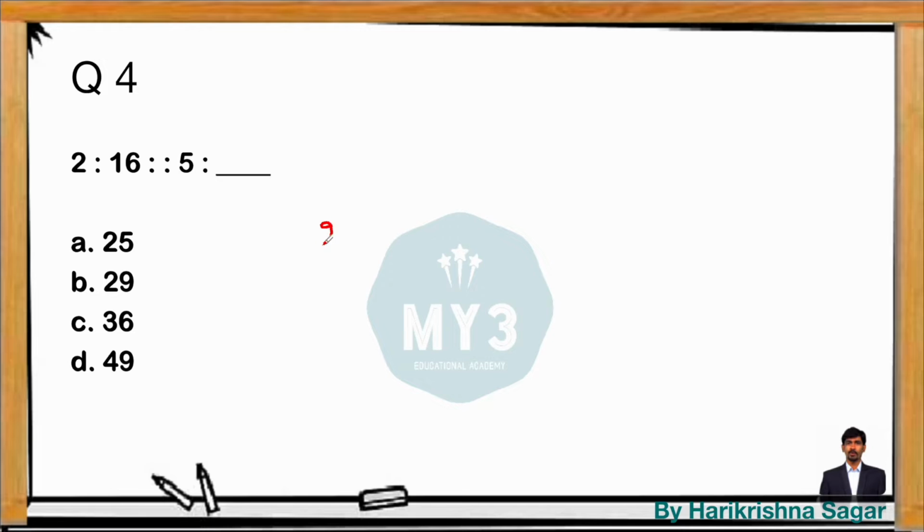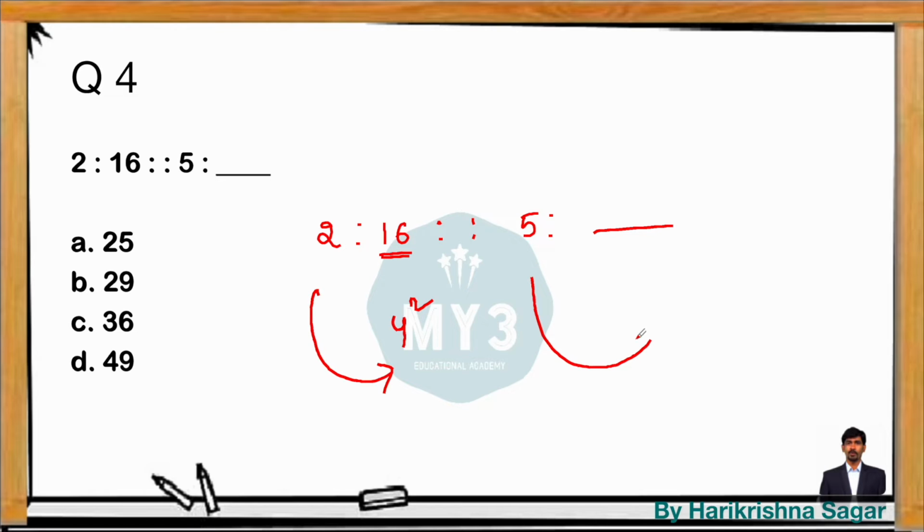Look at the next question. 2 : 16. Then 5 will be what? 16 is basically 4 square. 2 becomes 4 square. Then 5 becomes what? 4 can be 2 square, so if you think 2 power 4, then 5 power 4. But 5 power 4 is not there in the options, so that logic is not working. Look for the other logic. 2 becomes 4 square. 2 plus 2 is 4. Then 5 plus 2 is 7. 7 square should be the answer, which is 49, available as D. Mark it as the answer.